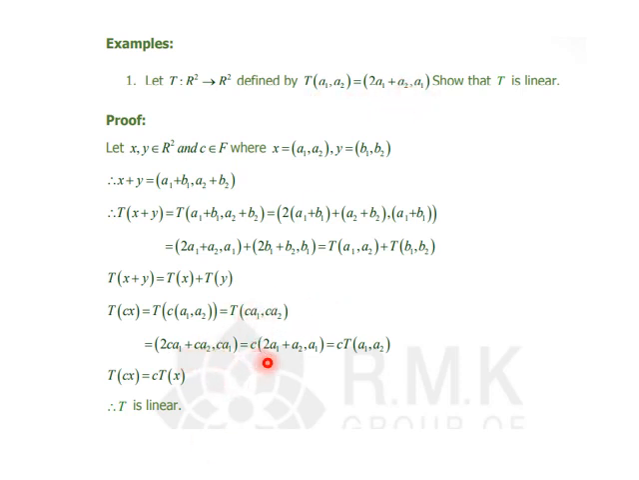Now you see that C is common in both the components. It can be taken out. Write the remaining, and whatever you have there is T of A1, A2. But A1, A2 is X. So we started with T of Cx, and it is equal to C into Tx. Therefore, my T is linear. Two conditions are satisfied. Hence, the given function is a linear transformation.